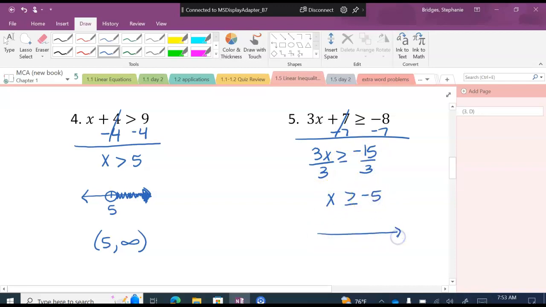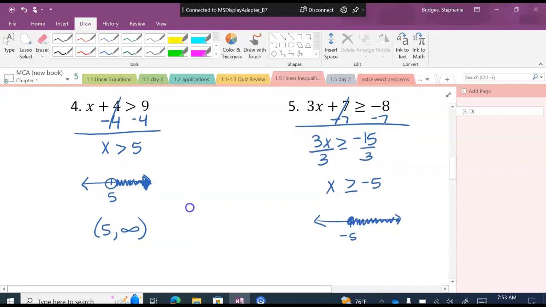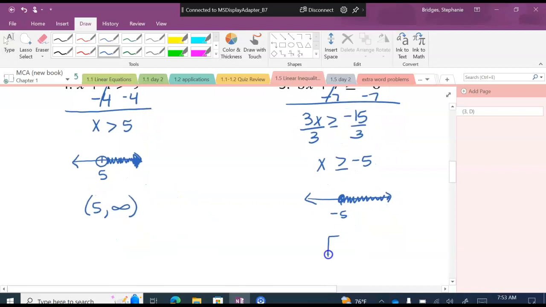Open or closed circle? Left or right? Right. So what would my interval notation look like? Bracket, -5, comma, infinity, then parenthesis. Anybody have any questions?